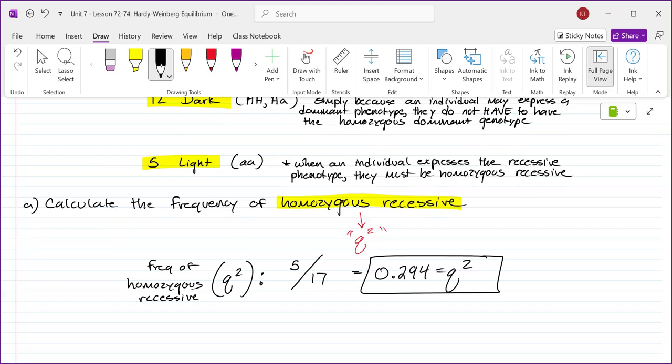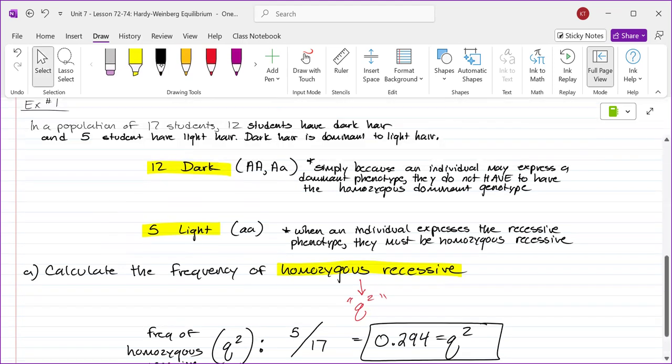It's not. 0.294 is q squared. Second thing I like to say, the number one misconception in this entire gobbledygook that we call Hardy-Weinberg equilibrium, it's already happened many times today, is students have trouble differentiating q from q squared. So some of you might be wondering, wait, why isn't that q?